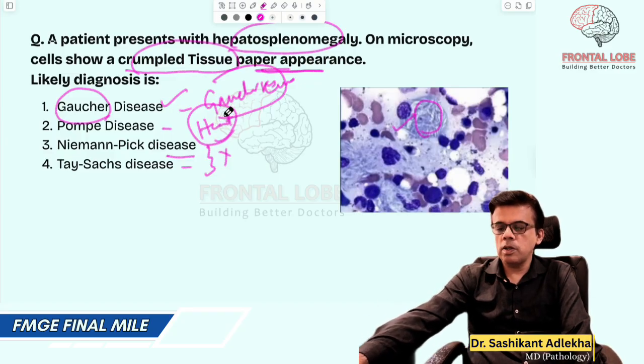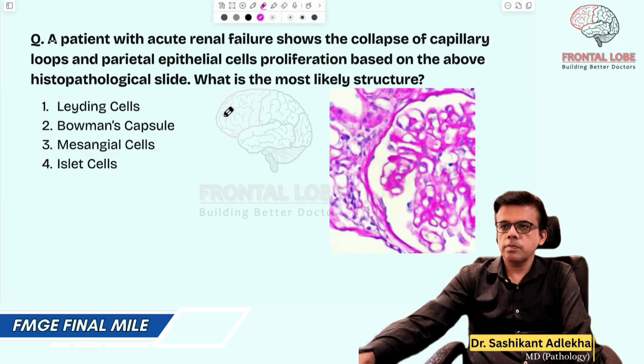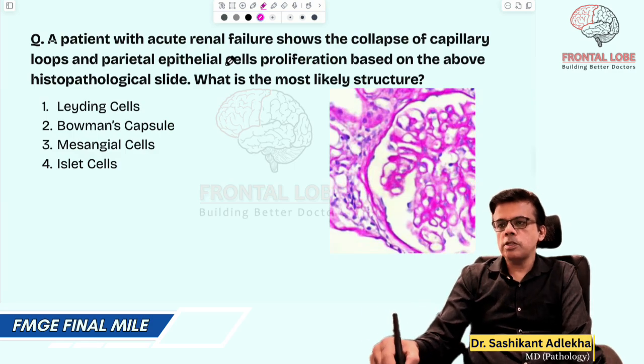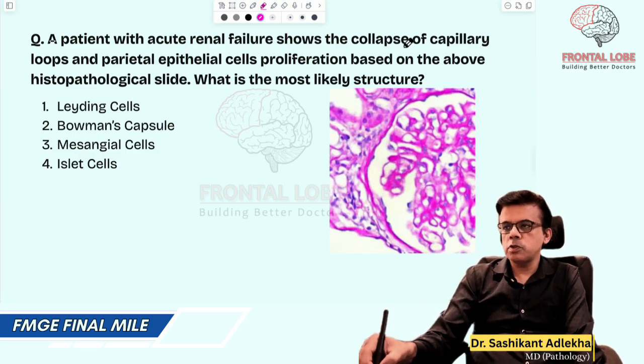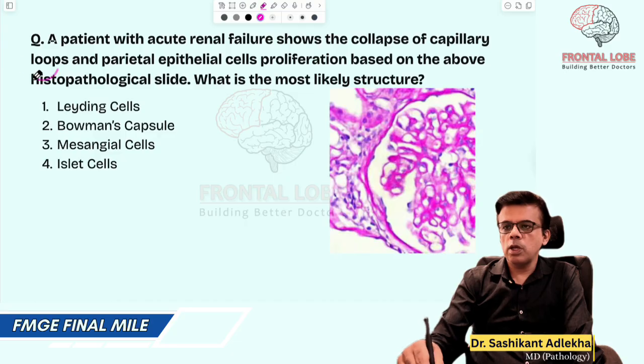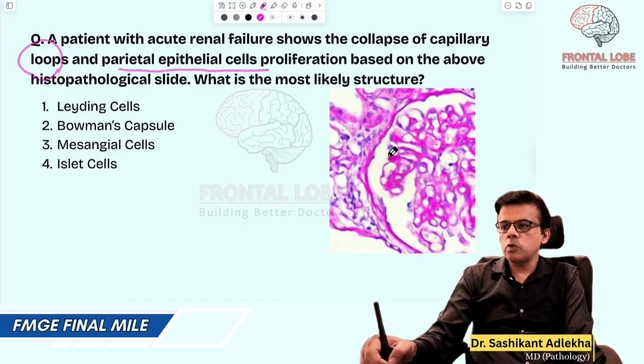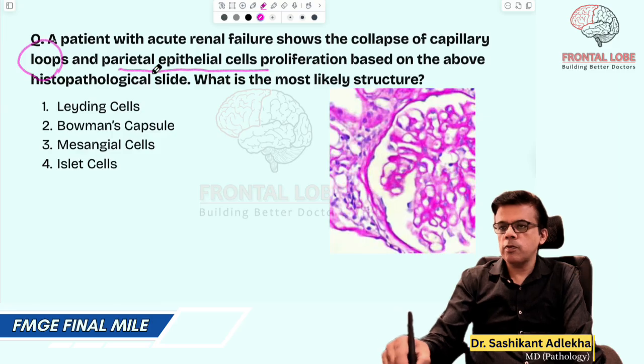Now let's go to the next question. A patient with acute renal failure shows the collapse of capillary loops and parietal epithelial cell proliferation. So here there is collapse of the loop and parietal epithelial cell proliferation. It is asking, what is the most likely structure?